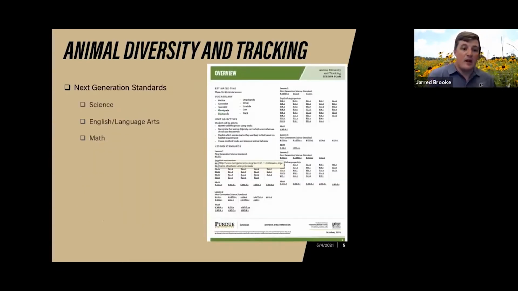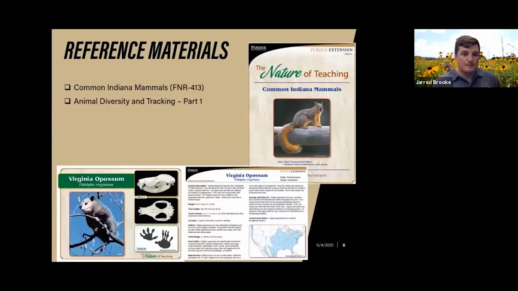This lesson covers a series of Next Generation standards in science, English language arts, and math. You can see from this overview page, if you scroll down and hover your mouse over these different standards, it's a hot link that takes you to the actual standard. So you can see that lesson 1 covers Next Generation Science Standards, and if you click on that, it'll take you to that standards page so you can better understand what standards are covered in the various lessons.